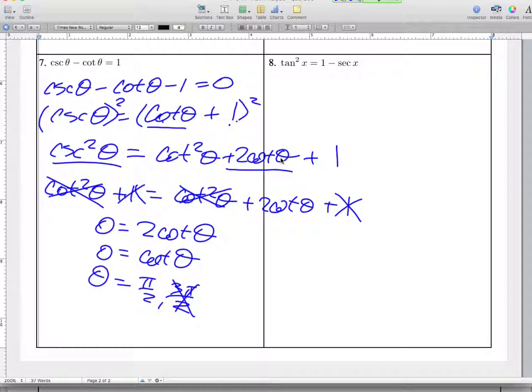Okay. Since I made my own Pythagorean, that means 3 pi over 2 needs to go.